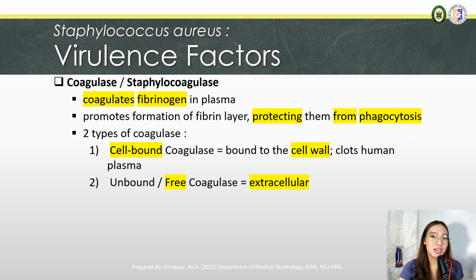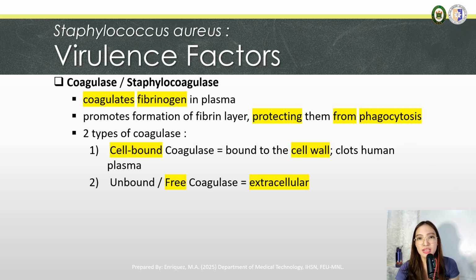Free coagulase does the same thing, but this can be found extracellularly. Okay, so hindi po katulad ng bound coagulase that is stuck on the surface of the staphylococcal cell wall. Ang free coagulase po, pinoproduce lang ito ng bacteria. Okay, ulitin po natin. When we say cell-bound coagulase, this coagulase molecule is incorporated onto the structure of the bacteria. But when we say free coagulase, this is coagulase that is just released by the bacteria. It's not incorporated onto their cell wall structure.